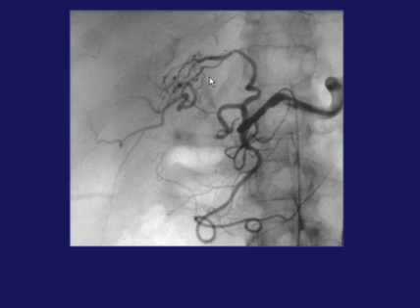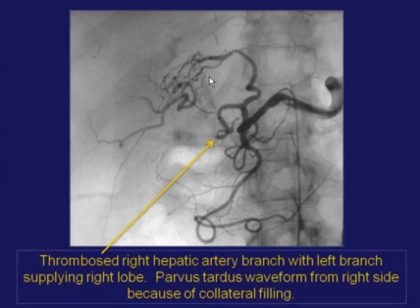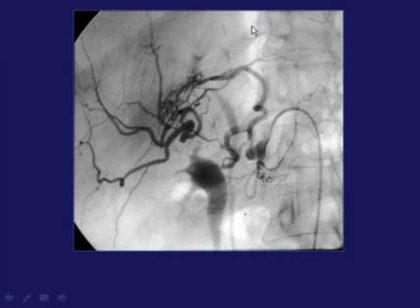There was nothing we could do at this point about the right hepatic artery thrombosis, so it was decided to coil embolize the gastroduodenal artery so that it would not steal flow, and that did improve the flow into the left lobe, which then ultimately improves the flow to the right lobe.